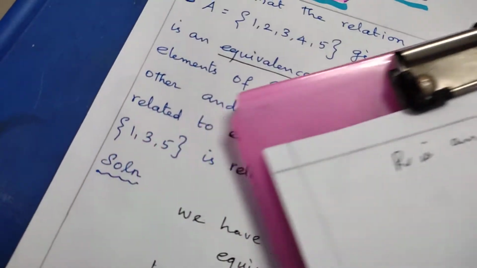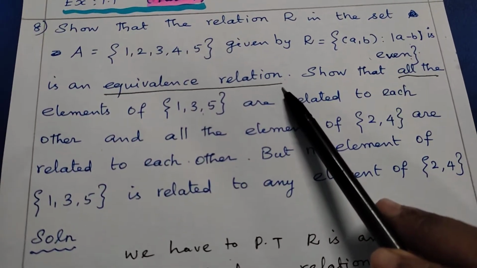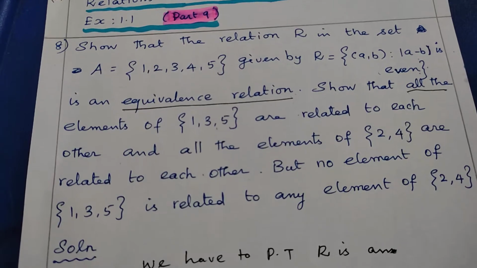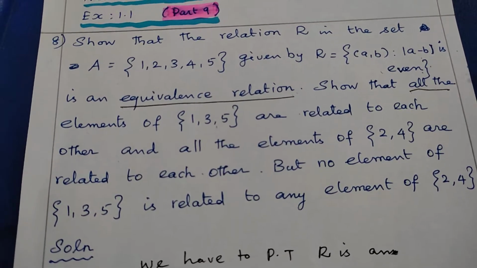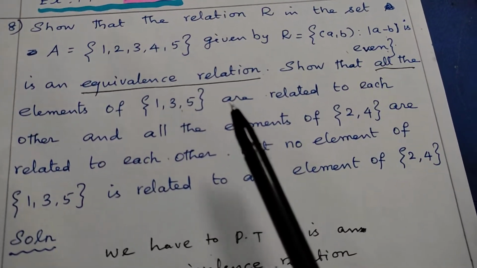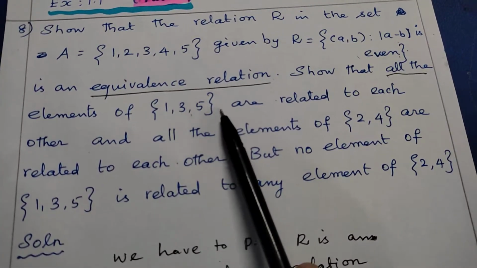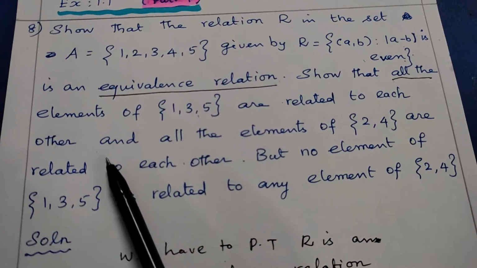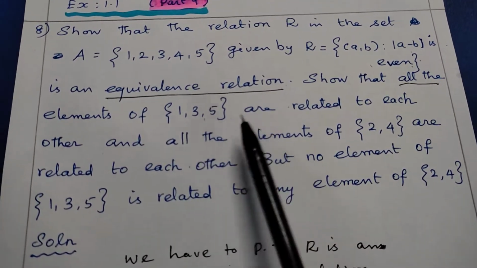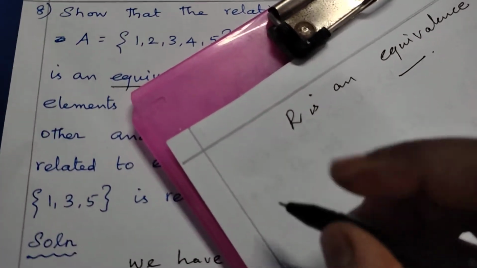Then in the sum we separate the sum into 4 parts. The first part is over here. The second part is: show that all the elements of {1, 3, 5} are related to each other. Now we have to prove that all the elements of {1, 3, 5} are related to each other.